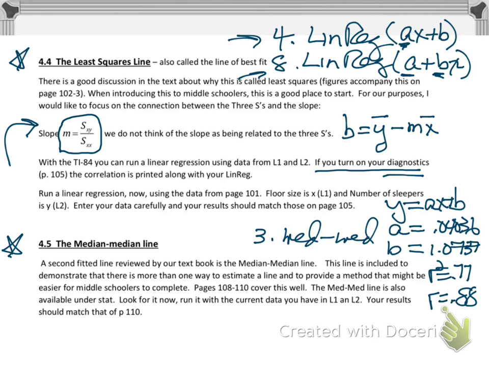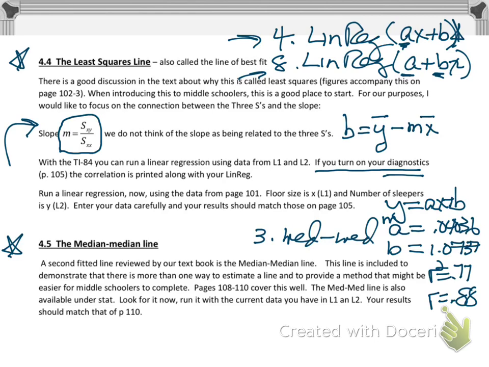Okay, so notice that if they're telling us that Y equals AX plus B, they must have run using number 4. So your A is your slope, and your B is your y-intercept. Make sure you understand that.